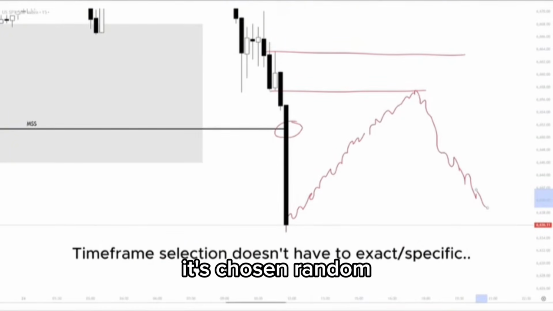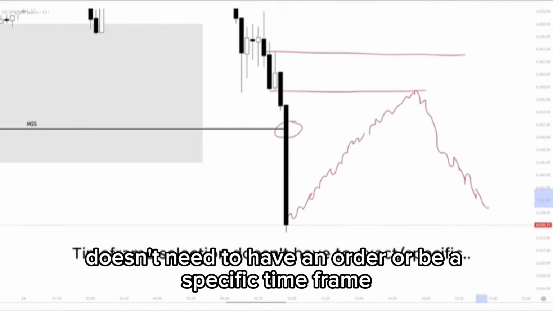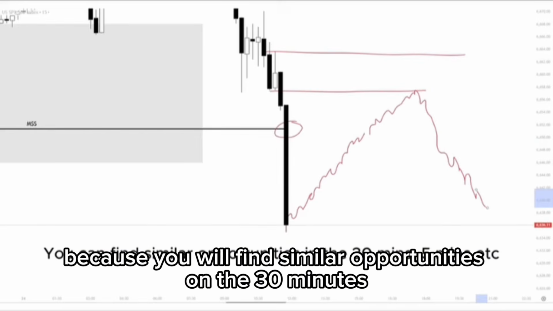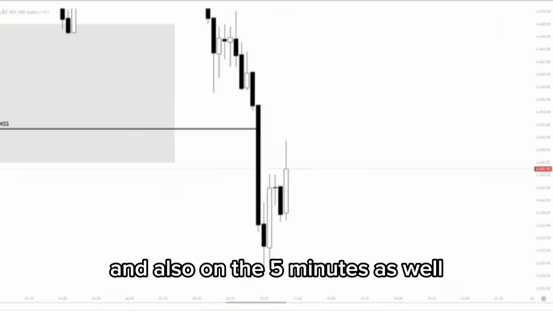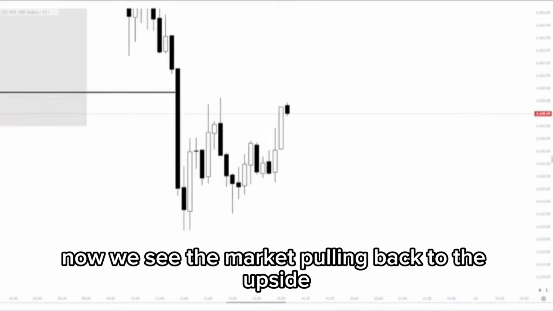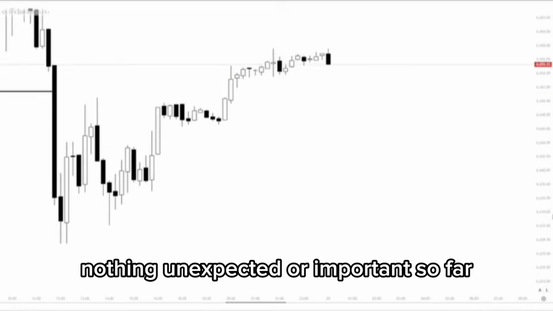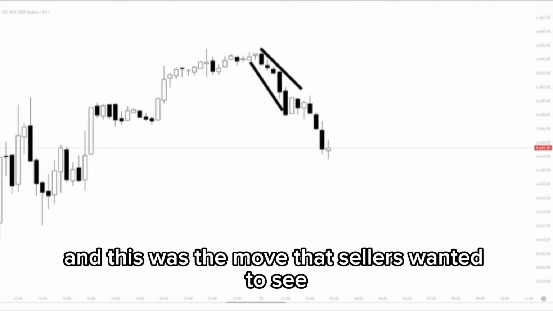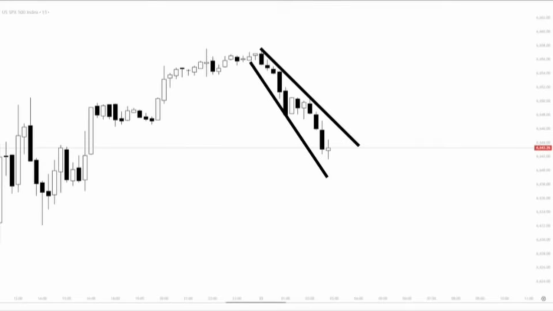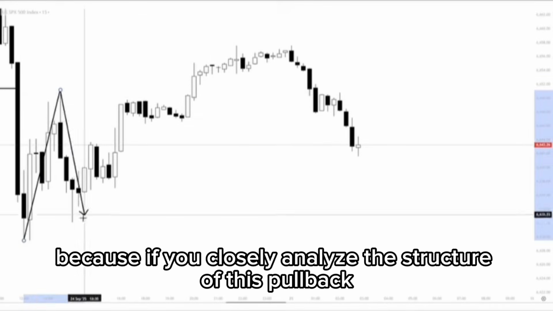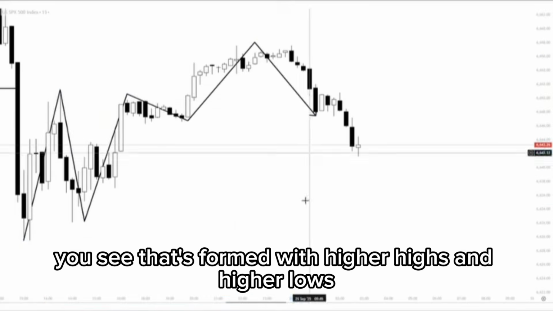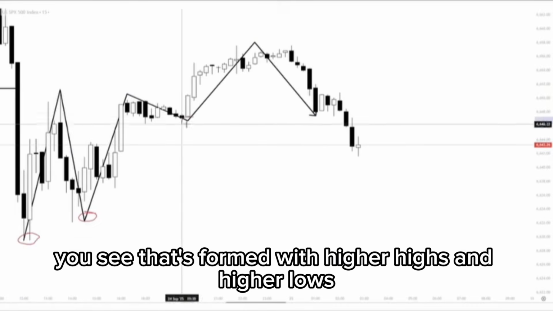It's chosen randomly, it doesn't need to have an order or be a specific time frame, because you will find similar opportunities on the 30 minutes and also on the 5 minutes as well. Now we see the market pulling back to the upside. Nothing unexpected or important so far. And this was the move that sellers wanted to see, because if you closely analyze the structure of this pullback, you see that it's formed with higher highs and higher lows.